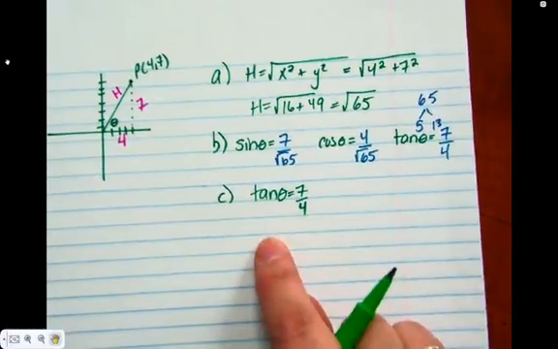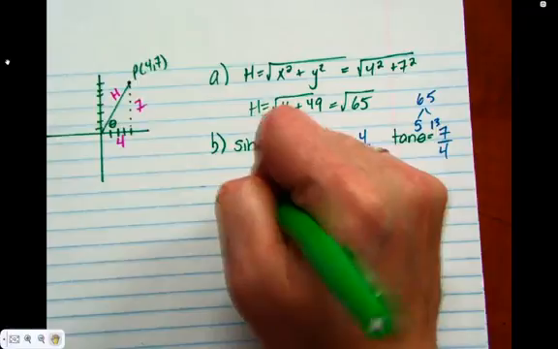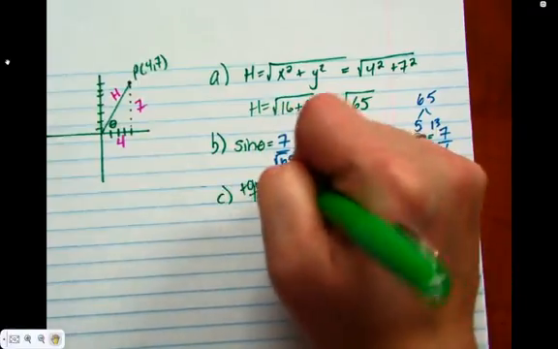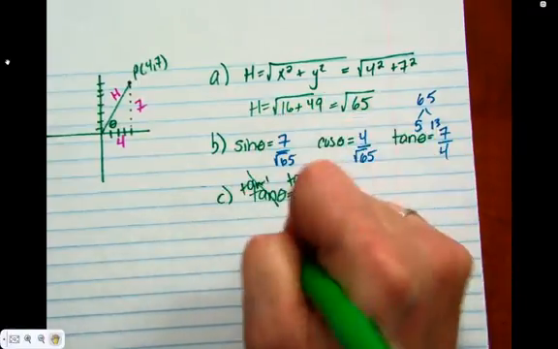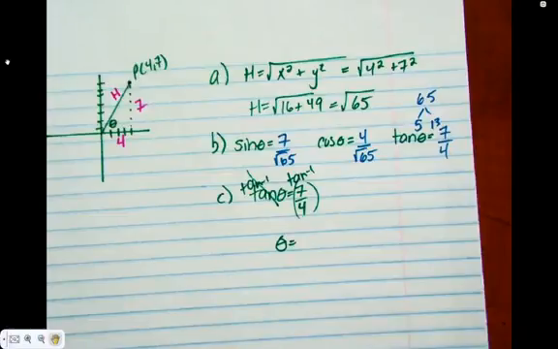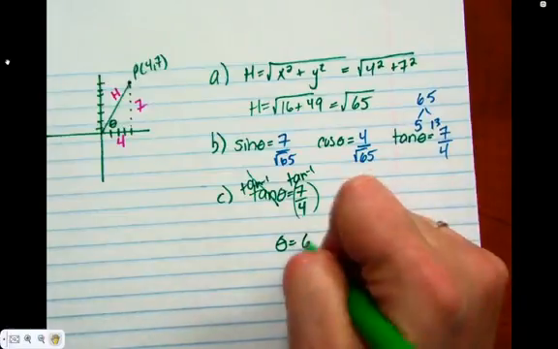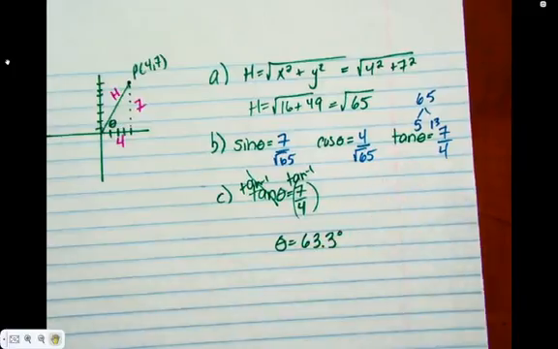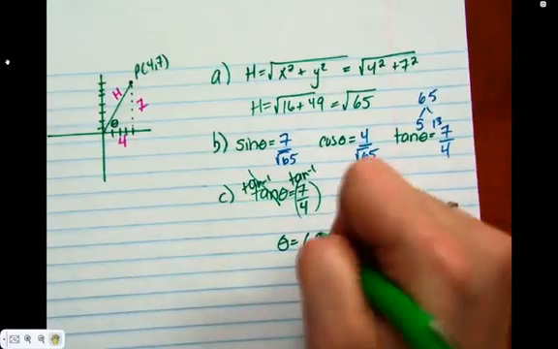How do you solve for theta? How do you get rid of tan? What's the opposite of tan? Inverse tan. And let's go to 1 decimal point. 60.3.